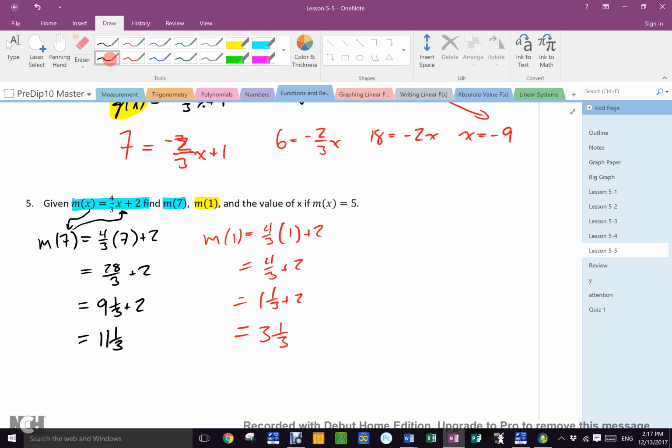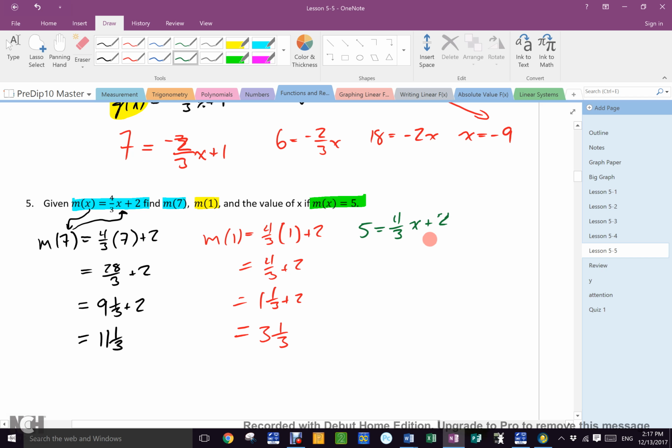All right. What's different out here? Yeah, the whole value of X. X equals 5 is not m of 5. I have the output. So what do I write? 5 equals what? That whole thing. 4 over 3 x plus 2. Solve it. Okay.